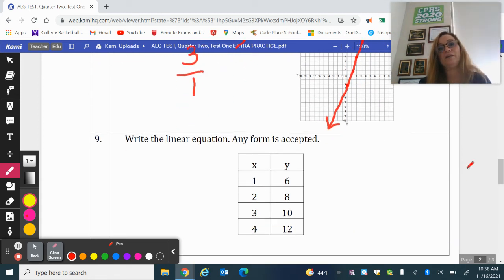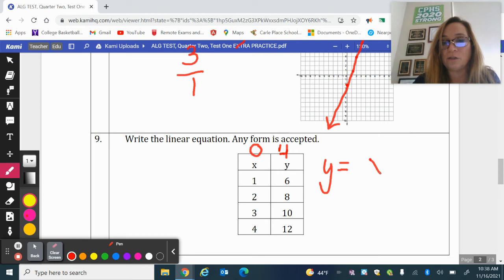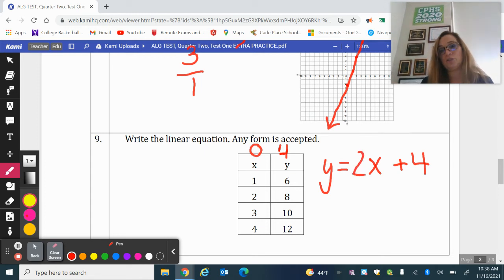Write the linear equation, any form is accepted. Okay, so you know what I'm going to do? I'm going to go backwards to 0. And if you follow the pattern, 12, 10, 8, 6, this is definitely a 4. So that's going to give me y equals the slope with an x plus 4. If you follow the slope, it's increasing by 2. So that means the slope is 2. You can also do linear regression on your graphing calculator.